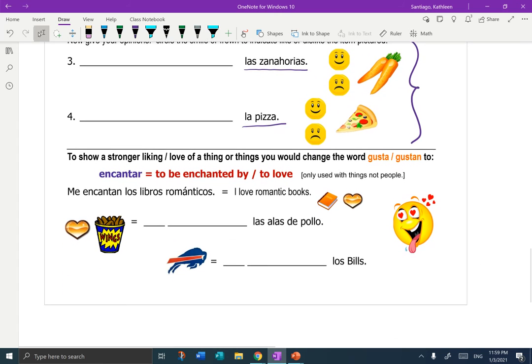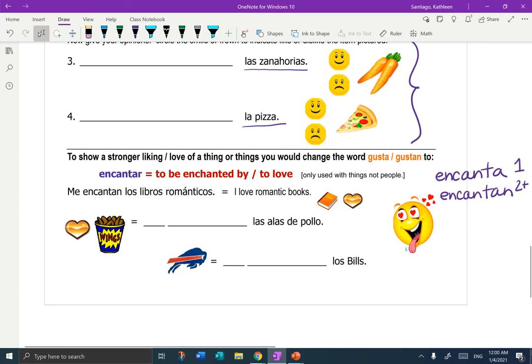And this is kind of cool. So, to show a stronger liking or a love of a thing or things, you would change the word gusta or gustan to use encantar, to be enchanted by, or to love an item. Now, notice this is for items and things, not people. That's a different verb. Me encantan los libros románticos. So, you can see right away that encantar has two forms, encanta or encantan, right? With one item, two or more.